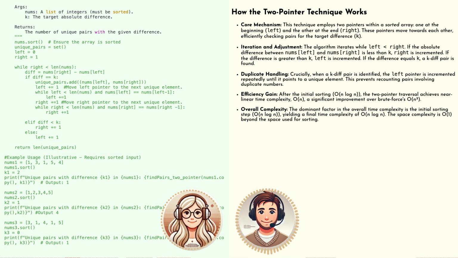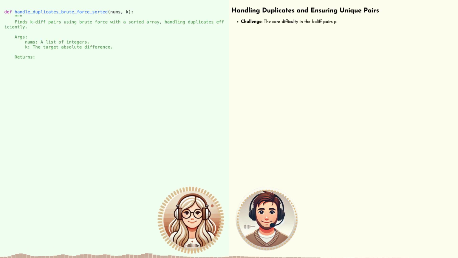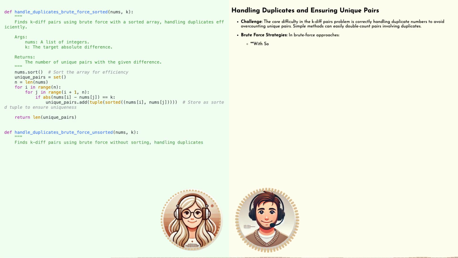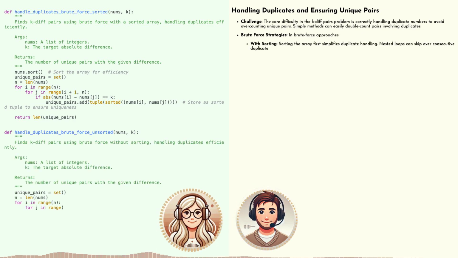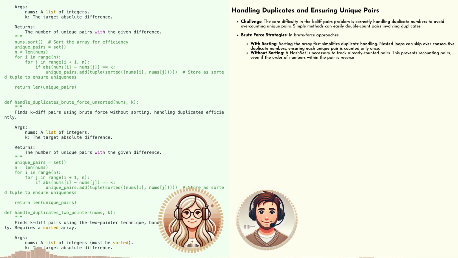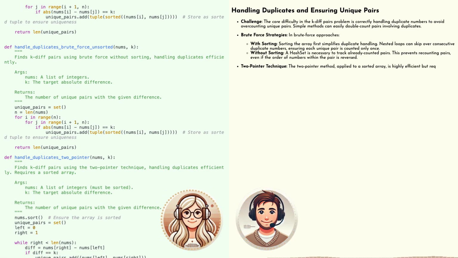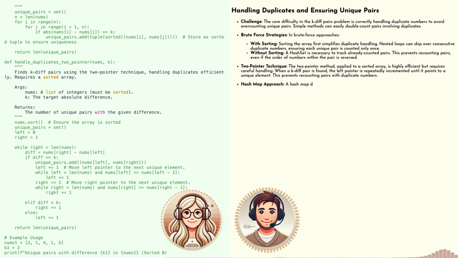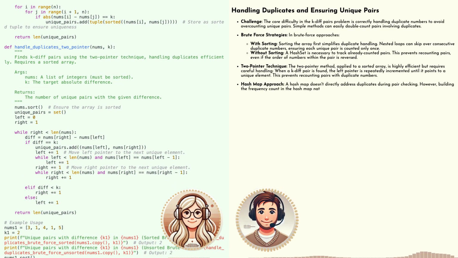So it's like we're constantly adjusting our aim, bringing those pointers closer or further apart until we hit that target difference of K. Exactly. Now, what happens if the difference is exactly K? That's got to be a bingo, right? We found a K-Diff pair. You got it. We add that pair to our collection. But remember our no double dipping rule. What do we need to do before we keep going with our pointers? Oh, right. We need to make sure that both of our pointers end up on unique numbers before we calculate the next difference.